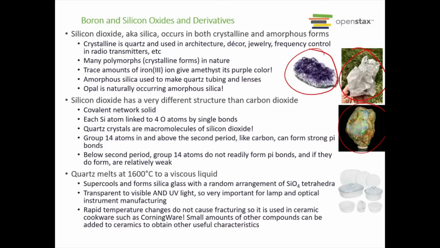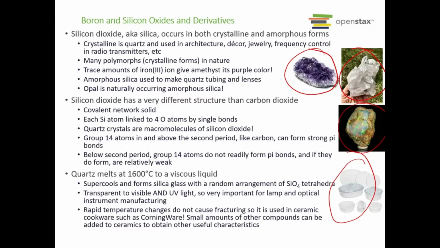And then what's kind of cool is rapid temperature changes do not cause fracturing. So quartz is used in ceramic cookware like Corningware. I have a nice Corningware set at home, and I don't know if you guys know about this, I'm sure you do, but vintage Corningware, people are trying to sell it for like $1,600 on eBay. It's kind of crazy.